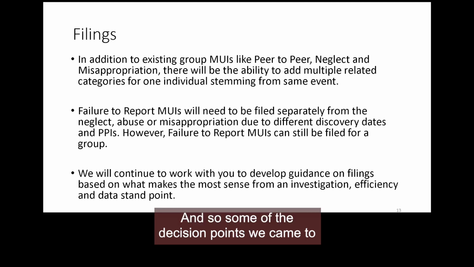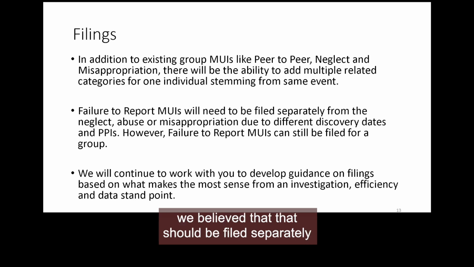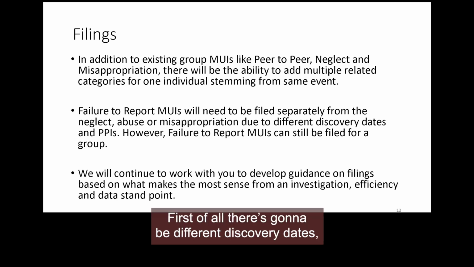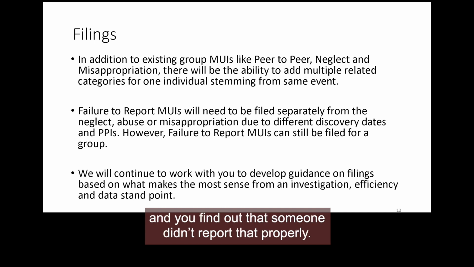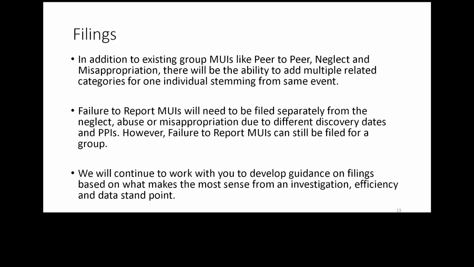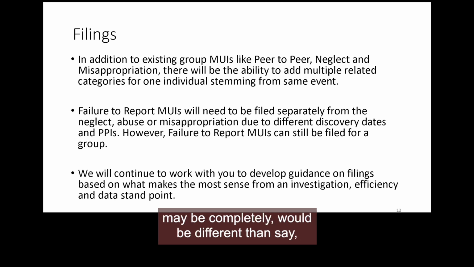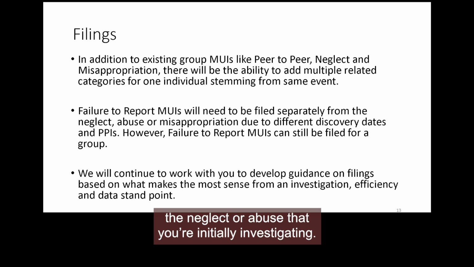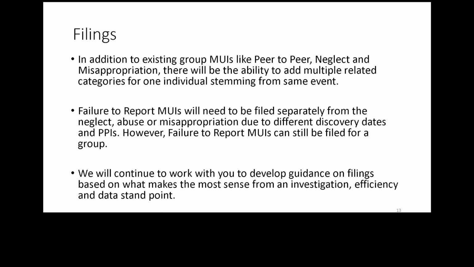And so some of the decision points we came to were that if there's a failure to report that comes out of, say, a neglect or abuse, and that may be a group incident, we believed that that should be filed separately for a couple different reasons. First of all, there's going to be different discovery dates. So, you know, you're maybe midway through your investigation and you find out that someone didn't report that properly. In addition, that primary person involved, or the PPI, would be different than, say, the neglect or abuse that you're initially investigating. So we're going to call that out as a separate MUI.